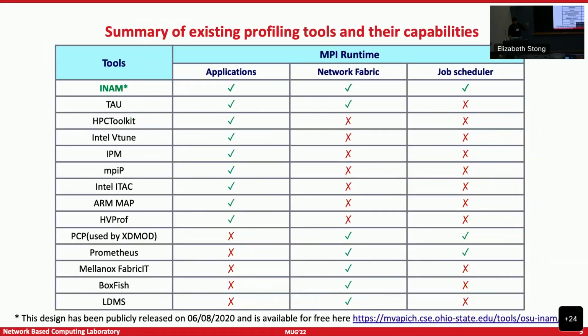This is kind of a comparison of what INAM does with a lot of other tools. Again, all these slides will be available to you. I will not go over the huge laundry list, but broadly, what INAM is allowing you to do is compare your application, your network fabric, your job scheduler and your MPI runtime in a holistic way. So we are trying to do cross correlation of information.